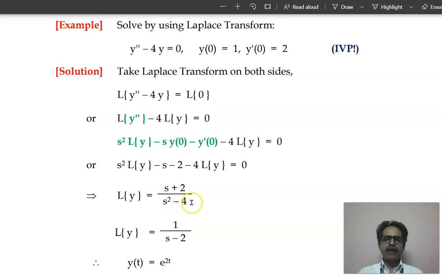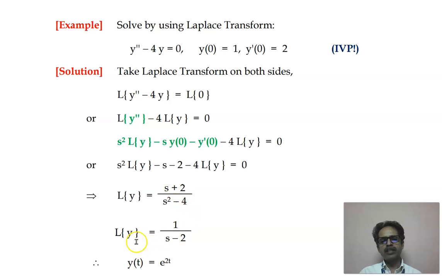Now simplify this. You can make the factors for the denominator s minus 2, s plus 2. So s plus 2 gets cancelled. So in this way you obtain Laplace of y as 1 upon s minus 2. Now you just have to take inverse Laplace on both sides. Inverse Laplace of y is y itself.